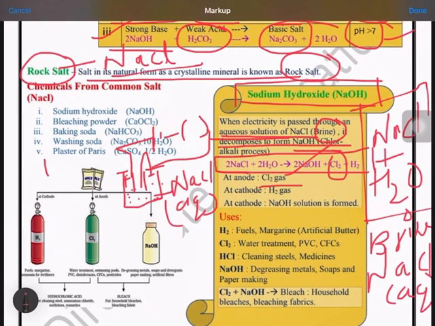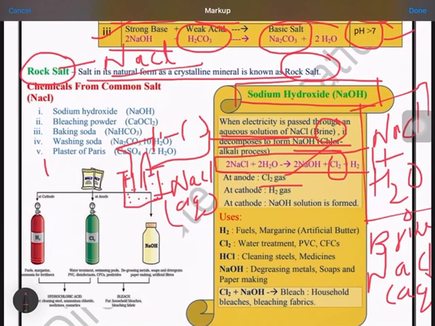Next question: what is brine? It is simple, you can write it in one line. Brine is an aqueous solution of sodium chloride. Third question: which gas is liberated at the anode during the chloroalkali process? Give any two uses. At the anode, you have to remember, it is chlorine gas. You have to write two uses: water treatment, and making PVC pipes and chlorofluorocarbons. You can find the uses here also: disinfectant, CFCs, pesticides, swimming pools, etc. These are all uses of chlorine.